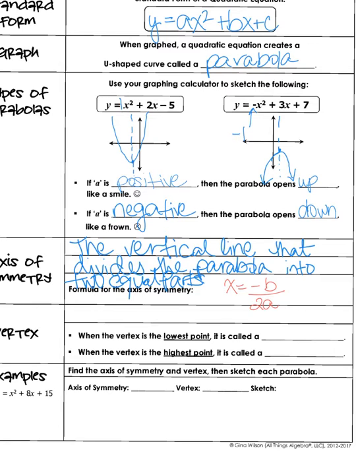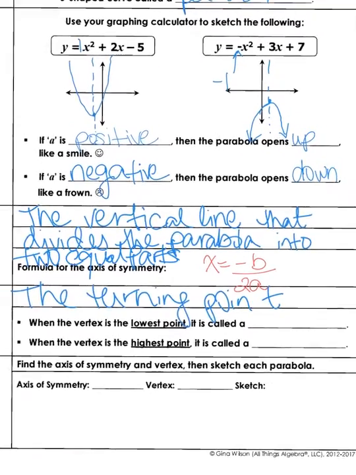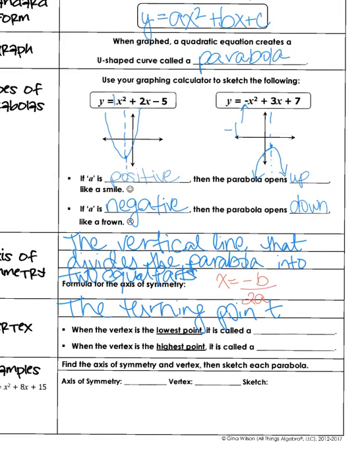So the vertex. The vertex is always basically the turning point of the parabola. When the vertex is the lowest point, so that means when your parabola is opening upward, then you have a minimum. When the vertex is the highest point, so this is when your parabola is opening down, it is always going to be called a maximum.